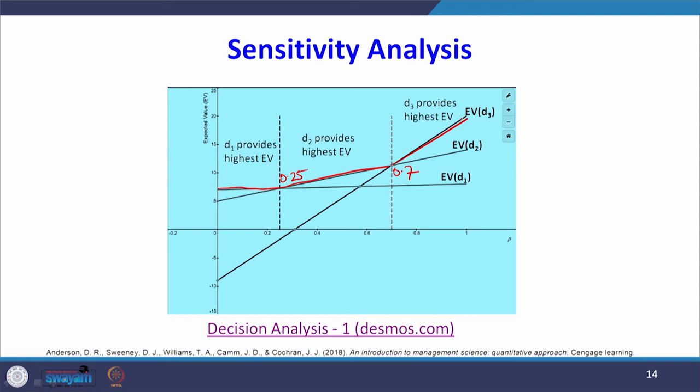So, in our given problem, you see the probability of strong demand is 0.8. So, what was our conclusion? It is D3, that is going for constructing large size condominiums. So, we have got the range of probability for the strong demand. What is the range of probability? Here 0 to 0.25, this one. Another one is this one, 0.25 to 0.7, and 0.7 to 1. So, up to 0.25, D1 is the best decision. Between 0.25 and 0.7, D2 is the best decision. If the probability of strong demand goes 0.7 and above, D3 is the best decision. That is our interpretation from this picture.